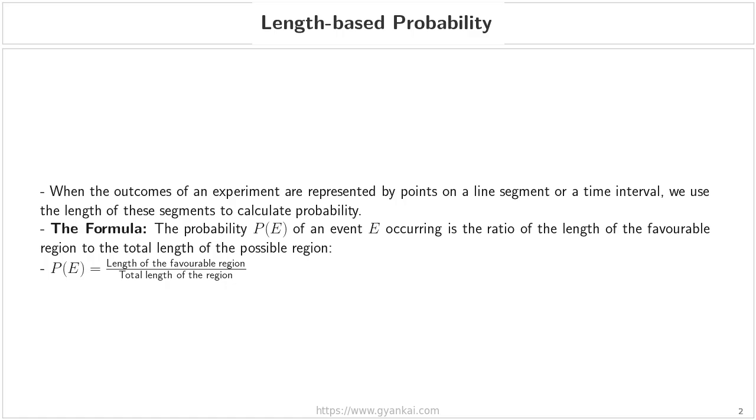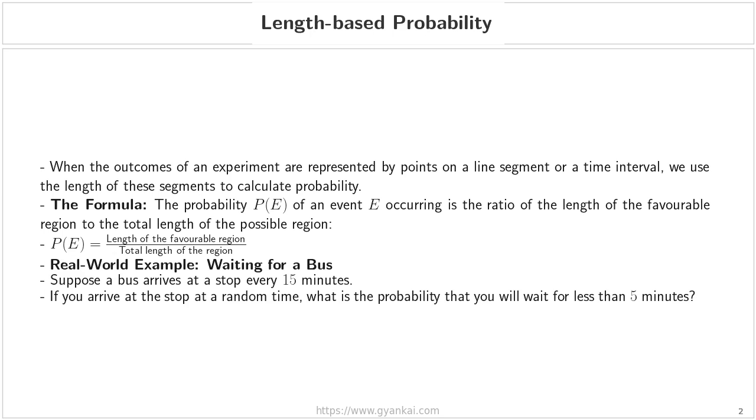The probability of an event E occurring, which we write as P of E, is calculated as the ratio of the length of the favorable region to the total length of the possible region. In other words, it is the length of the favorable region divided by the total length of the region. Let's put this into a real-world context so it makes more sense.